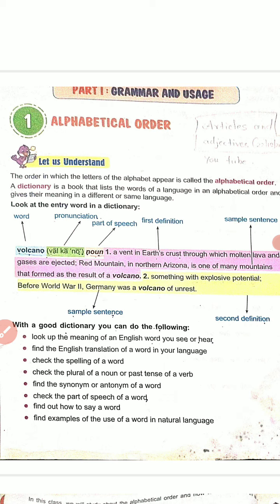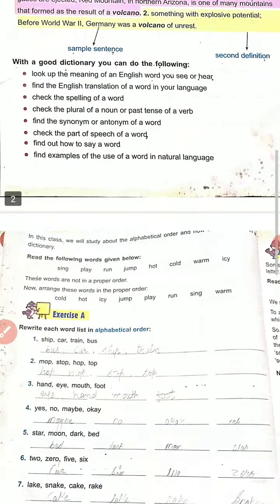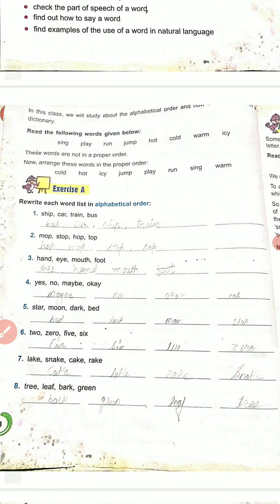Check the plural of a noun or past tense of a verb. Find the synonym or antonym of a word. If we want the same meaning or the opposite meaning of a word, we can also go with the dictionary. Check the part of speech of a word. Find out how to say a word. Find an example of use of a word in natural language. In this class, we will study the alphabetical order in a dictionary.